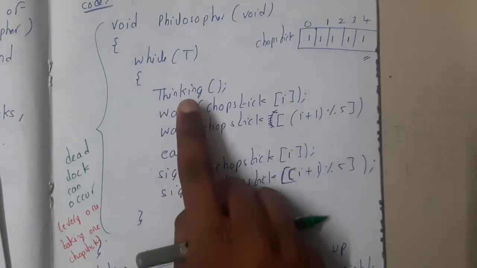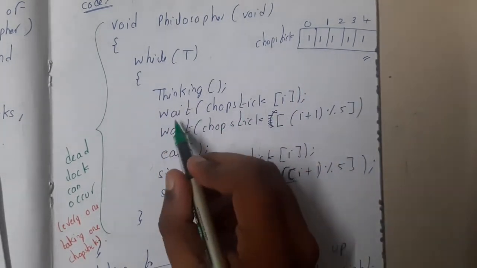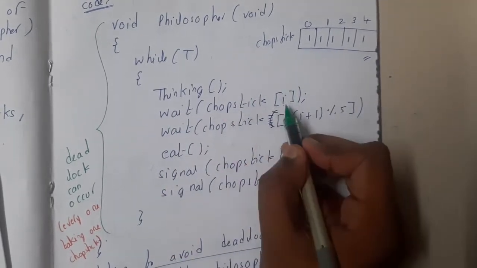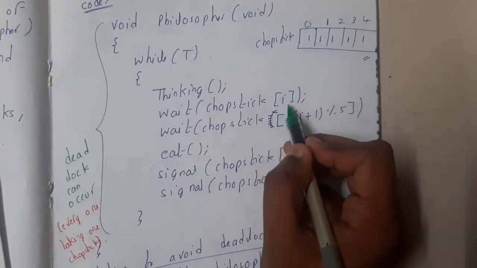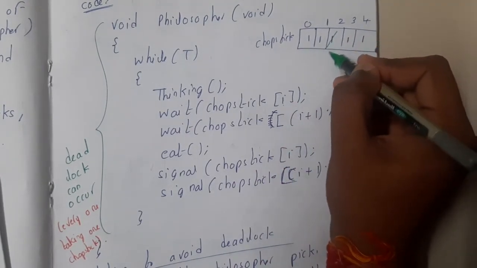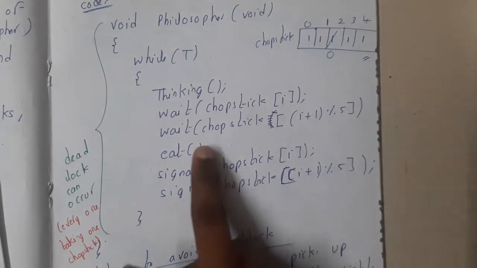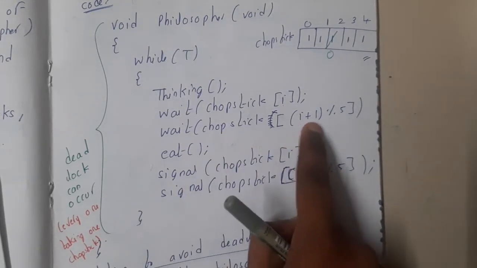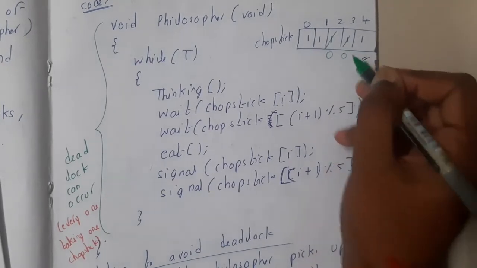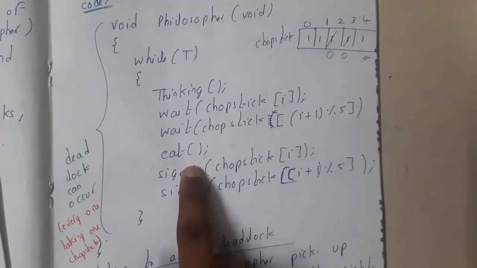Assume that they are thinking, and now the ith philosopher wants to eat, guys. He will perform a wait operation on the ith chopstick. Assume that philosopher 2 wants to do it. He will perform wait on 2, so it becomes 0. Then he will perform a wait on chopstick i plus 1, that is nothing but 3. So he will occupy this chopstick also. If both the chopsticks are available, he will get inside.